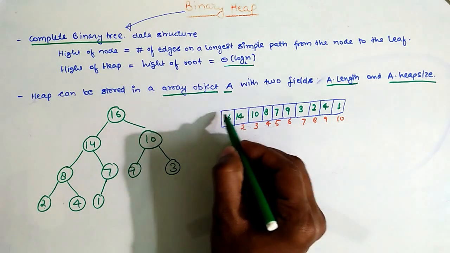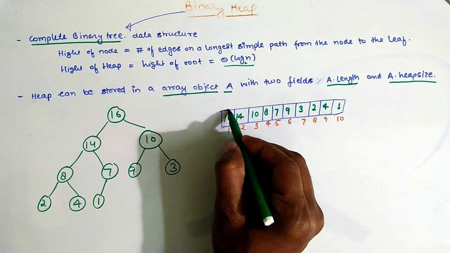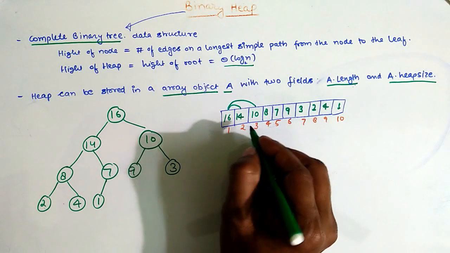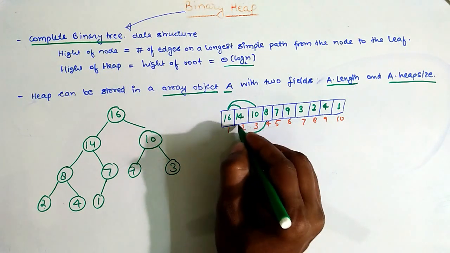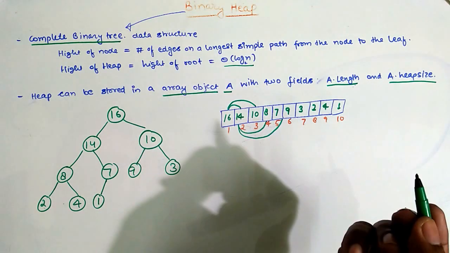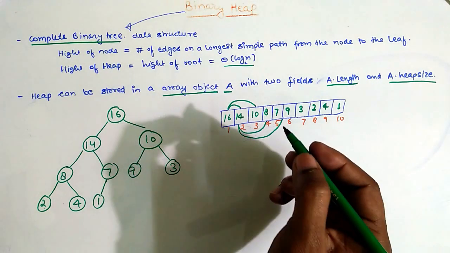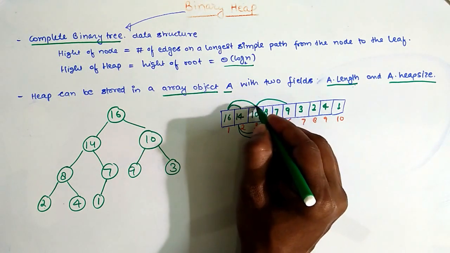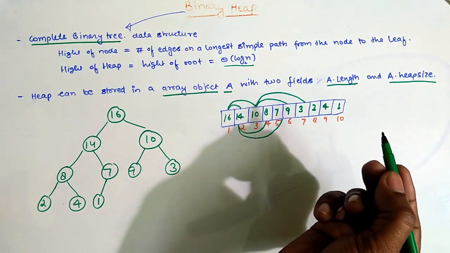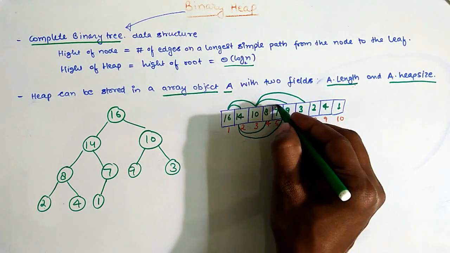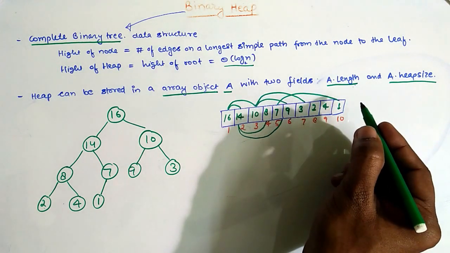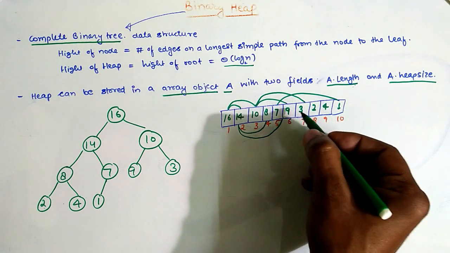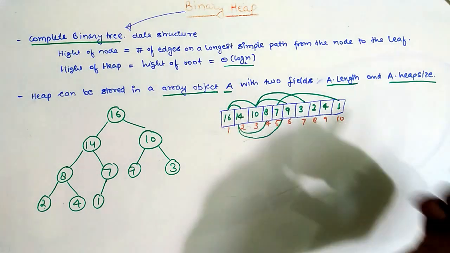Here, as you can see, 16 is the parent of 14 and 10. 14 is the parent of 8 and 7. 10 is the parent of 9 and 3. 7 is the parent of 1, and 9 3 2 4 1 are the leaf nodes.